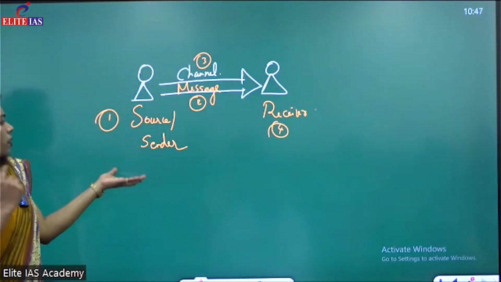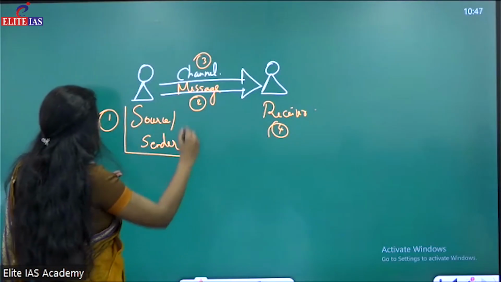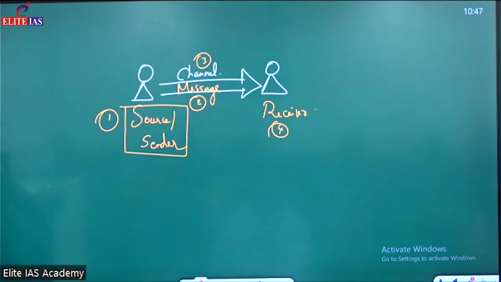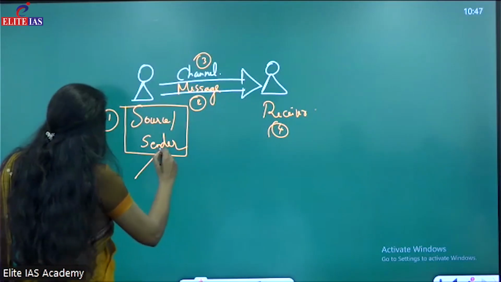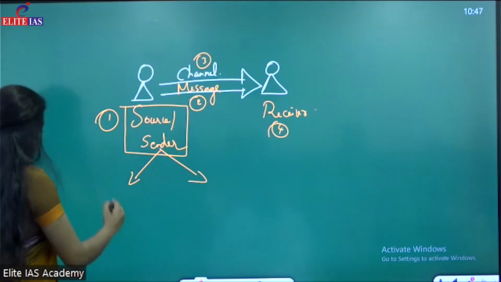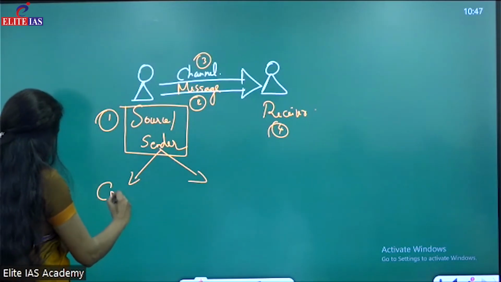First, we'll start with the source. What is a source as a sender? How does a source have to be in order to persuade people? What type of source is preferred in order to persuade a person? For this, we can say there are two types of sources. One is the credible sources.